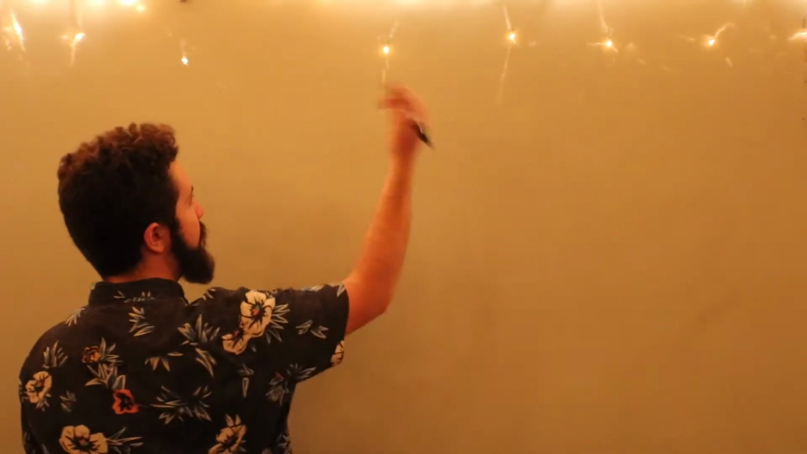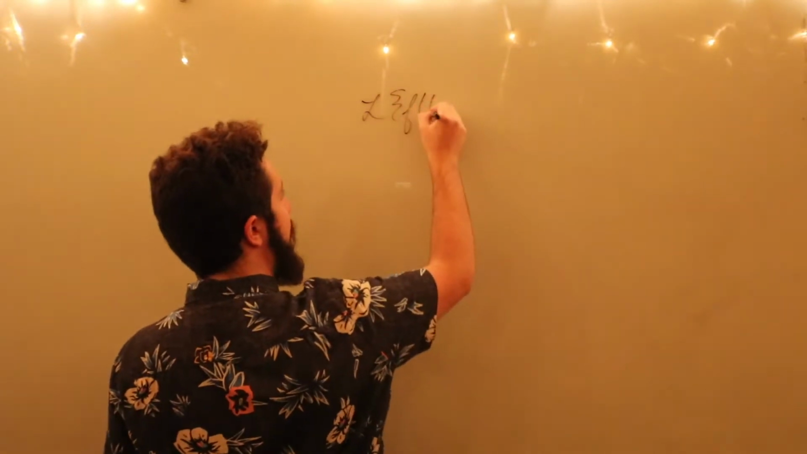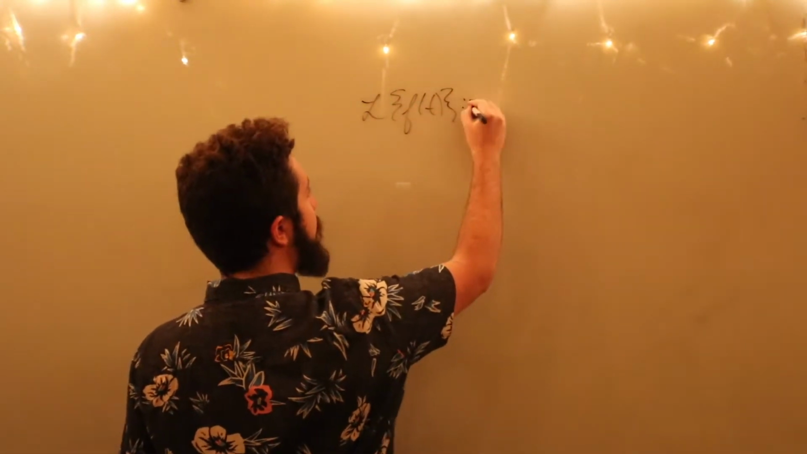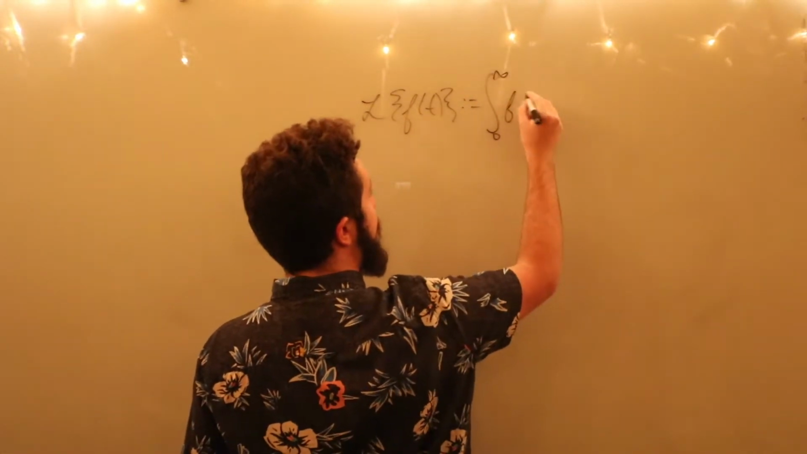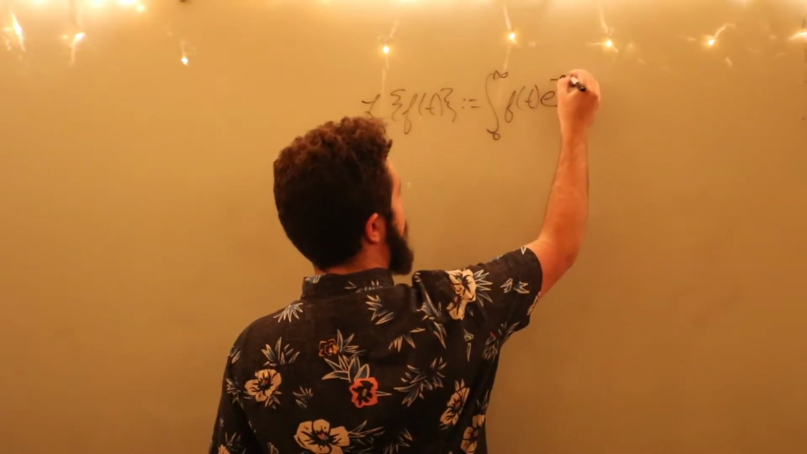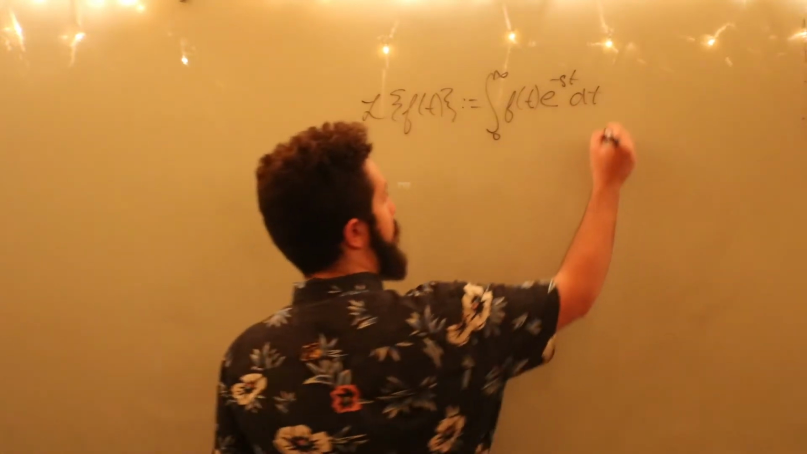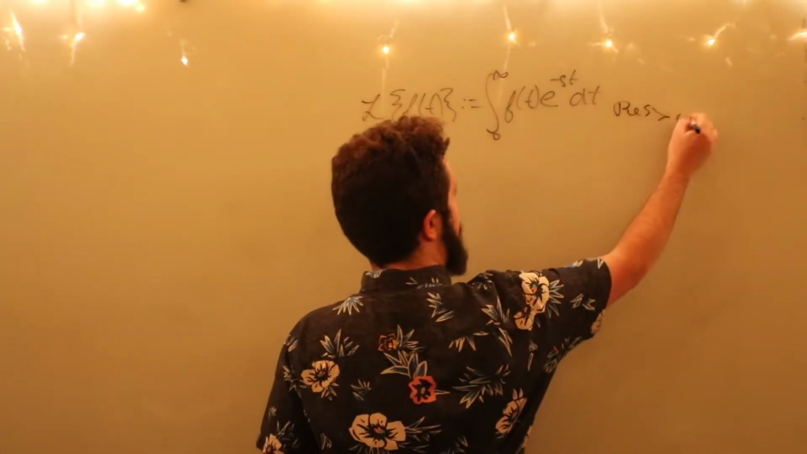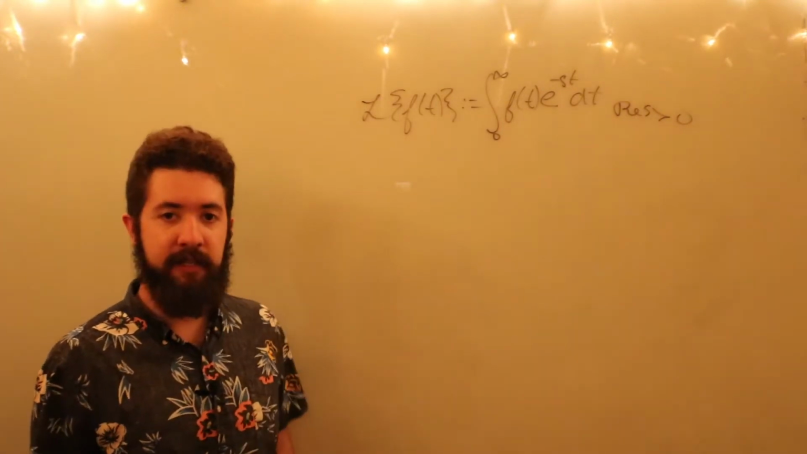Method 4, now things are getting kind of spicy. Let's use the Laplace transform. So the Laplace transform, if you'll recall, of a function of, say, t is defined to be the integral from 0 to infinity of f of t e to the negative st dt, where s is a complex number with real part greater than 0.